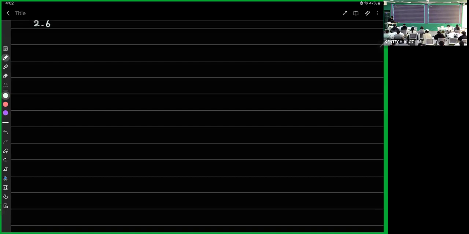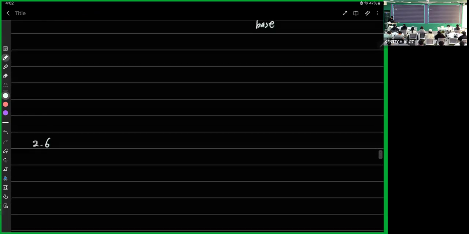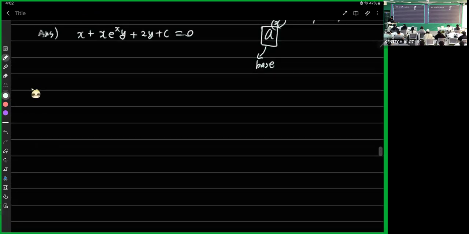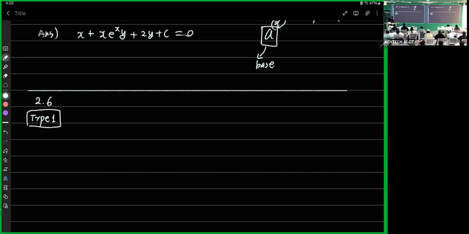I forgot the name of chapter 2.6, but definitely we're going to learn four types other than separable, linear, and exact. So first in 2.6, type 1 is the homogeneous equation.